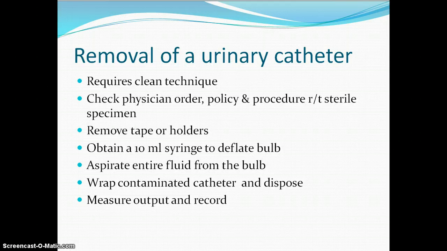Removal of a urinary catheter is much easier than putting it in. It's a clean technique, so you will just get clean gloves. You will get a warm wash rag and a towel to be able to cleanse that perineal area, and then you will need a 10 milliliter empty syringe so that you can deflate that balloon, pull the catheter out. I always put the catheter inside of my gloved hand and then remove my gloves so that that end of that catheter is contained. You will want to make sure that you empty the catheter before you remove it so that you have your output for that shift.